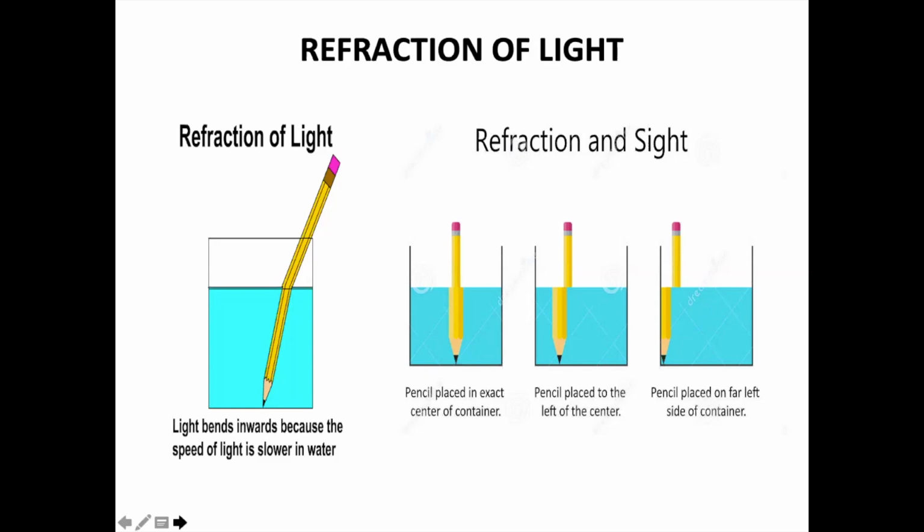So what is refraction of light? Refraction of light means when a ray of light goes from one medium to another medium, it will bend. Why is it bending? Because the speed of the light is changing.